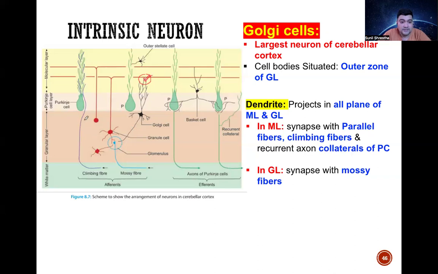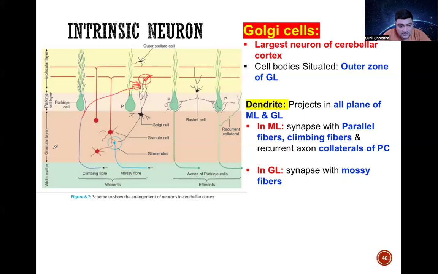There might be climbing fibers coming here, so they get connected with the climbing fiber as well. Some of the collateral fibers of the Purkinje cells might be present here, so they are also making a connection with the collateral fibers of the Purkinje cell right from this region. So they are making a connection with all types of cells.